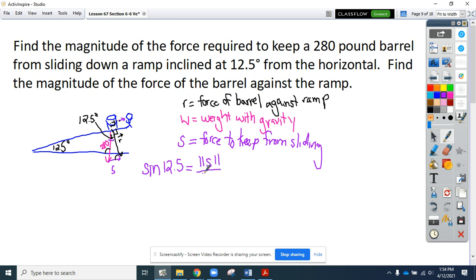divided by the 280. Why is it the magnitude of the vector? That's just what I'm calling this side, right? Opposite over hypotenuse is sine. So the magnitude of the vector, if I type it in my calculator, I get approximately 60.6 pounds. I know it's in pounds because it's the same unit as the weight of the barrel. So that is the force required to keep it from sliding.